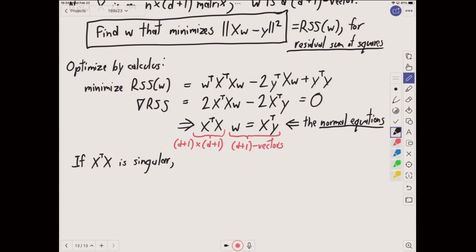Except, well, there's some things that can go wrong. The main thing that can go wrong is x transpose x might be singular.